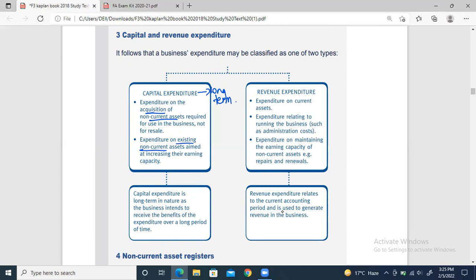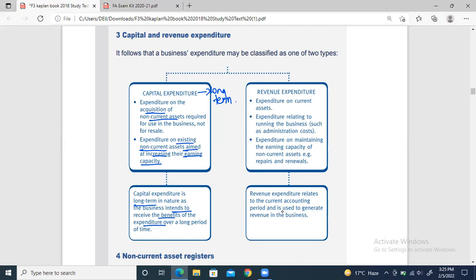Expenditure on existing non-current assets aimed at increasing their earning capacity. Earning capacity or life, both are the same things. Okay. So these are long-term in nature. The business intends to receive benefits of the expenditure over a long period of time, obviously more than 12 months.